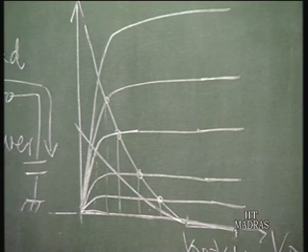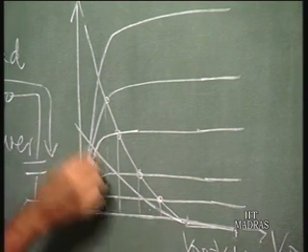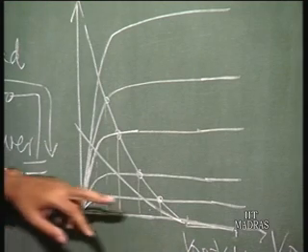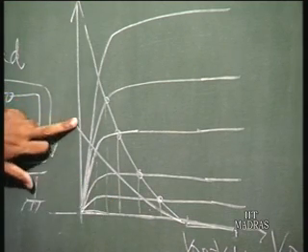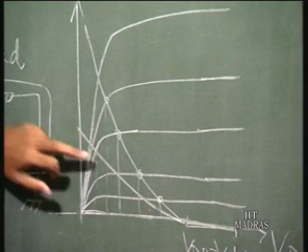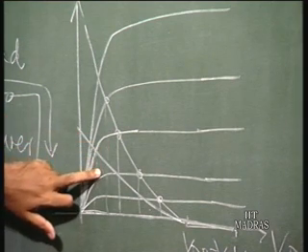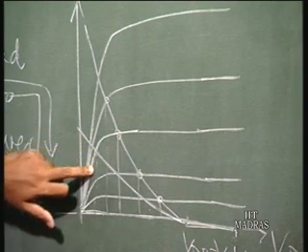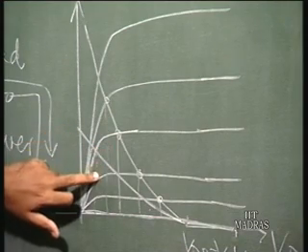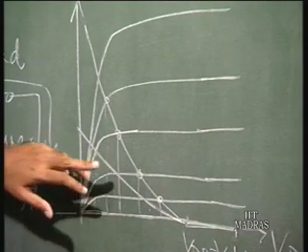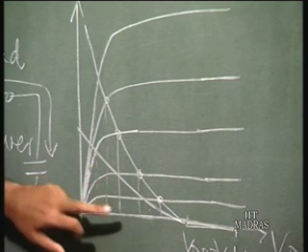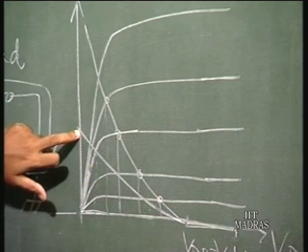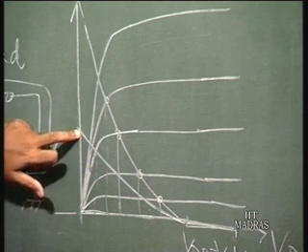Now, what does this mean? What is the difference between these two curves? These are the curves of the load device. What can you say about the transconductance parameter of the load device? For this one, the transconductance parameter is less.